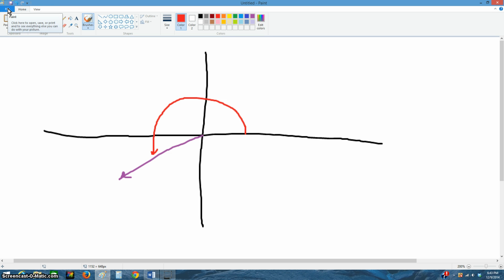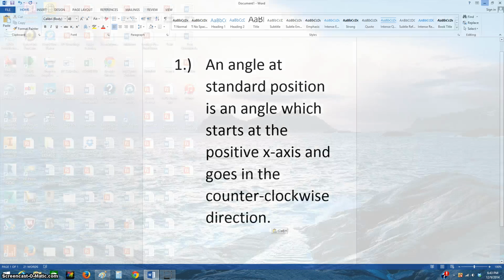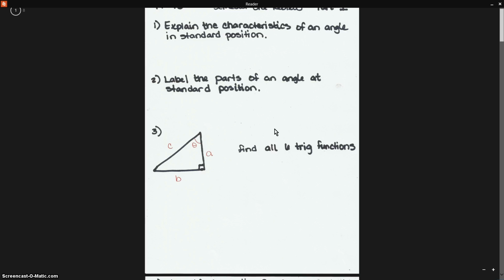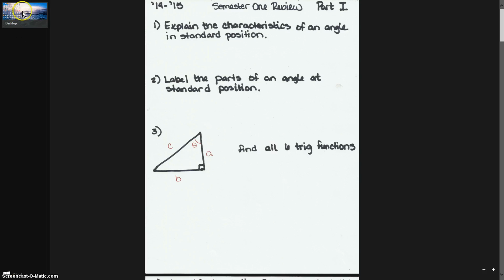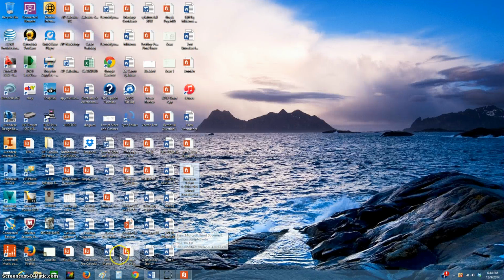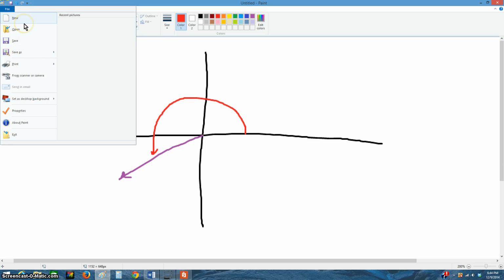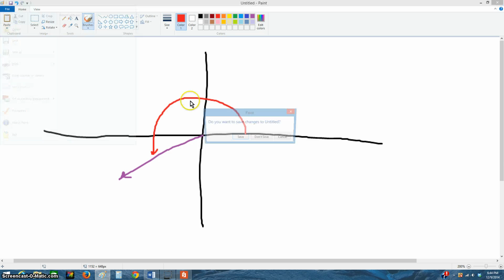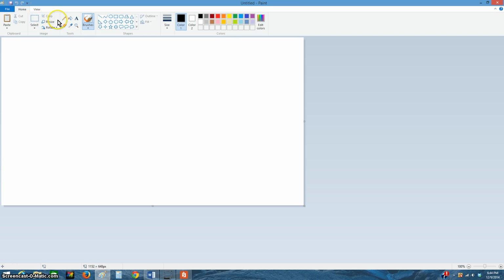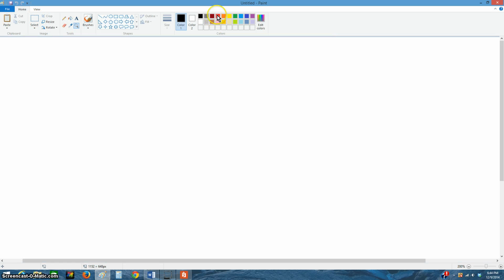All right, so now let's go on to number 2. Number 2 says, label the parts of an angle in standard position. Okay, you've seen that type of question before. Let's go back to Paint. Okay, so let's see. Get a new one. Let's zoom in. All right, so let's just draw an angle.